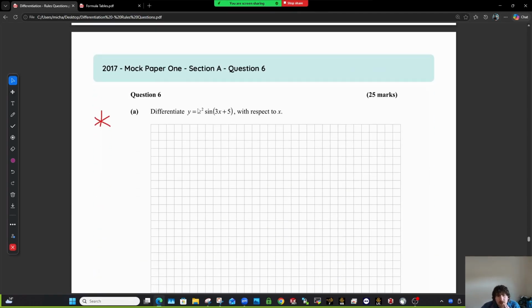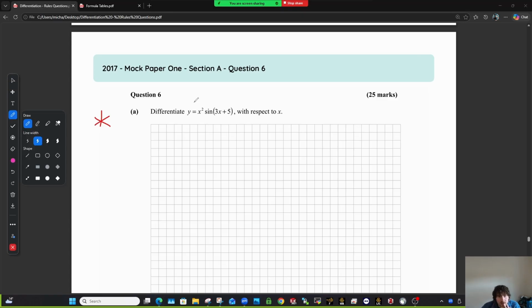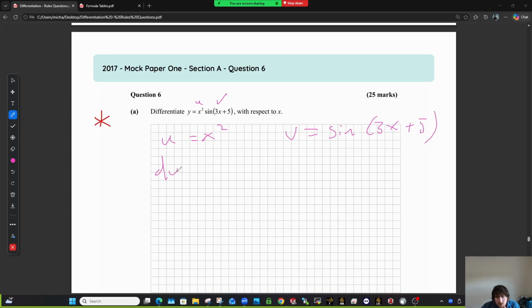Take a derivative of this. Now I think I've already done this kind of thing here, where you just go u and you call that v. u is equal to x squared, v is equal to sine of 3x plus 5. I don't think I need to do this. du dx is 2x, and dv dx, the derivative of a sine becomes cos, the inside stays exactly the same. And then you just multiply by the derivative of what's in there, which is the number 3.